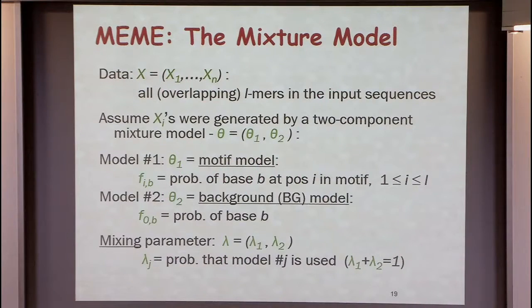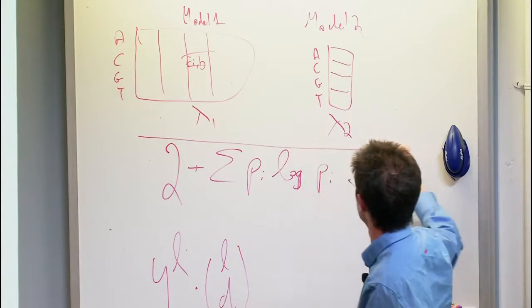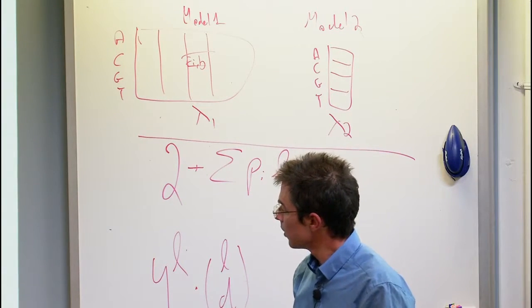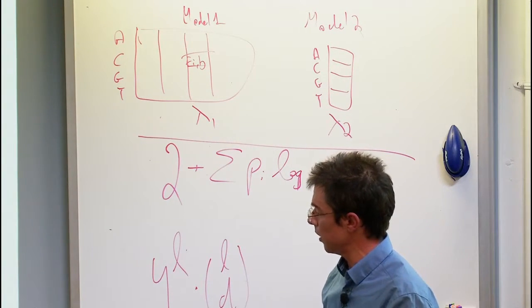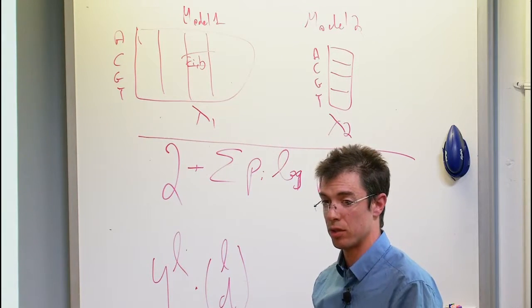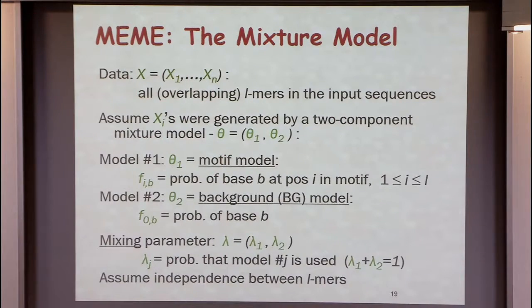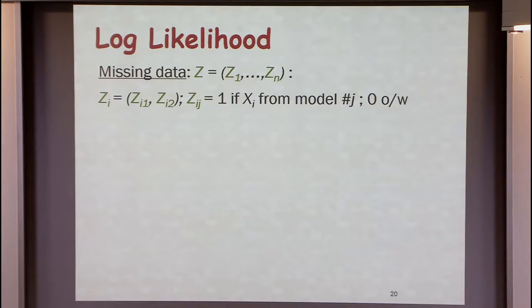We also have the parameters lambda 1 and lambda 2 that give us the probability that an Elmer is from model 1 or from model 2. We want to learn these parameters, and lambda 1, lambda 2. And we assume independence between the Elmers, although this is not true. But for simplicity, we can assume that.